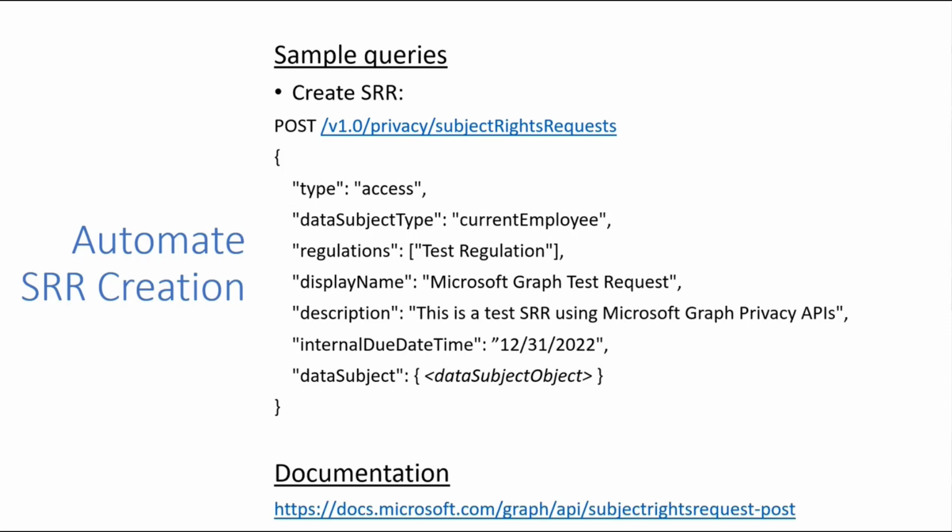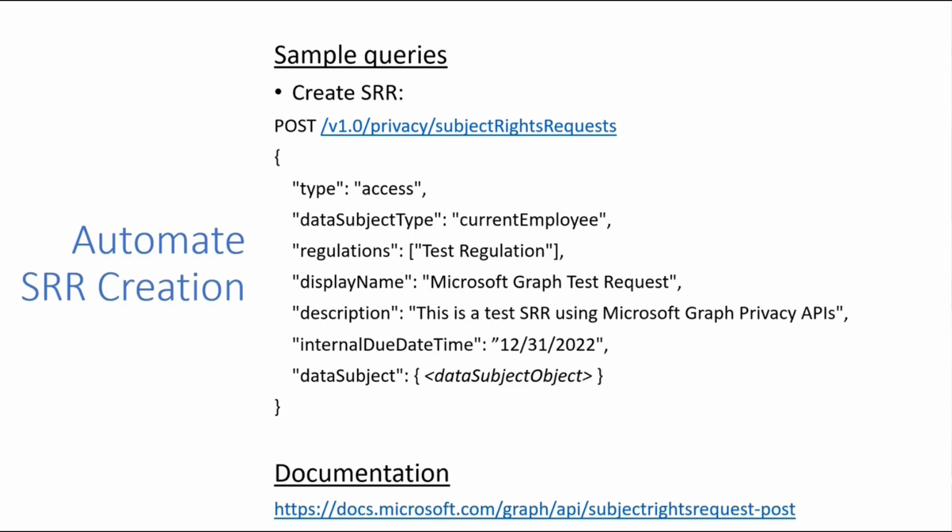All right, thanks, Brian. So one of the primary use cases we have around this is the creation, right, and automating that SRR creation. So I have here a sample query for the POST operation made to create that subject rights request. You can see it populated with certain information that you would pass in the body of that request in order to create that SRR, and then a link to our documentation, in case you want to learn more about that specific query. And of course, we have documentation for each of these APIs.